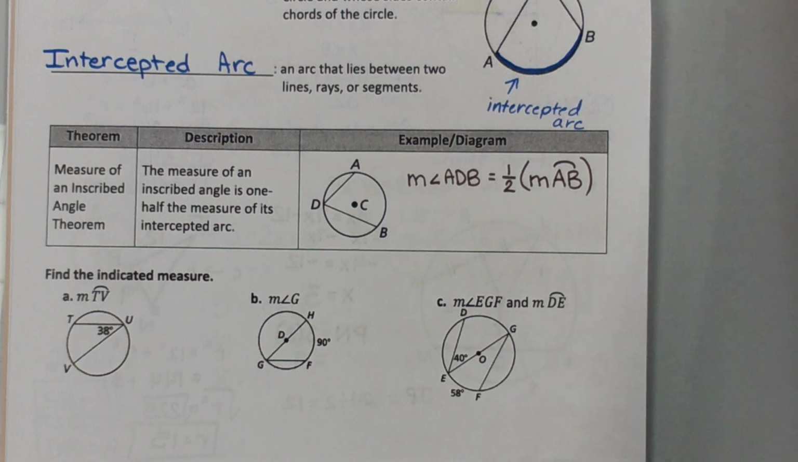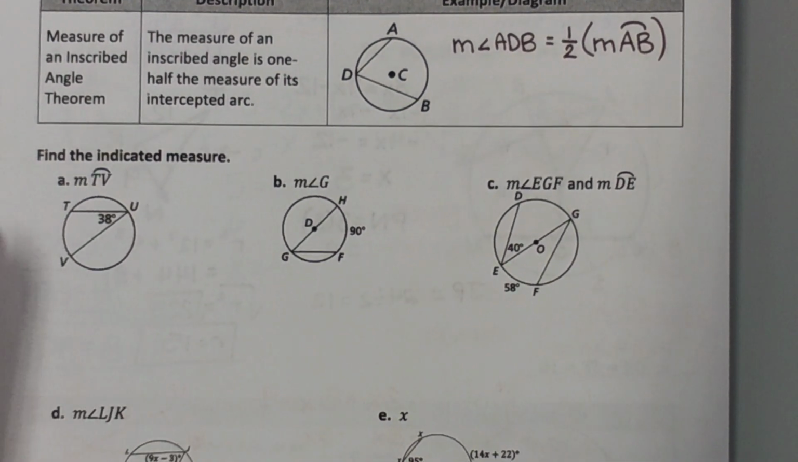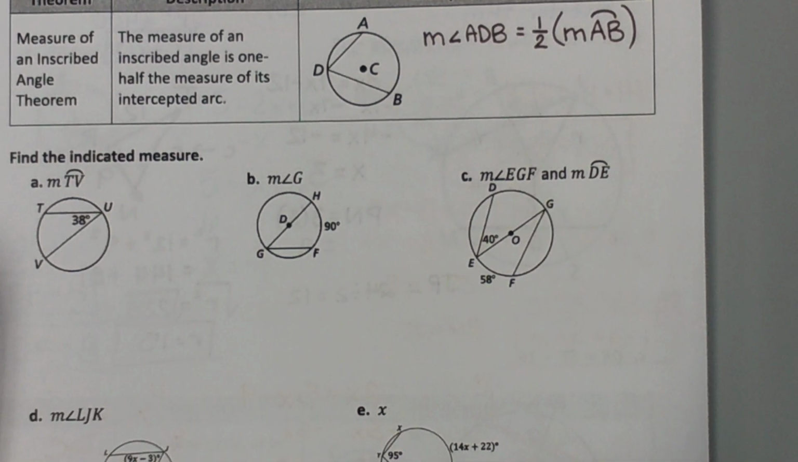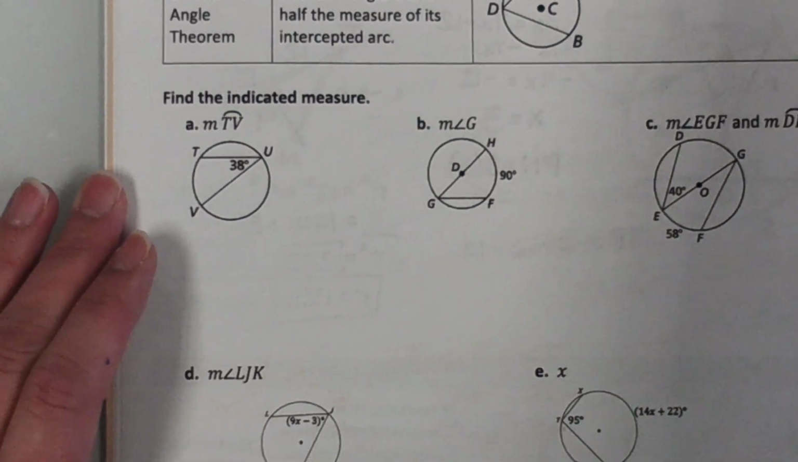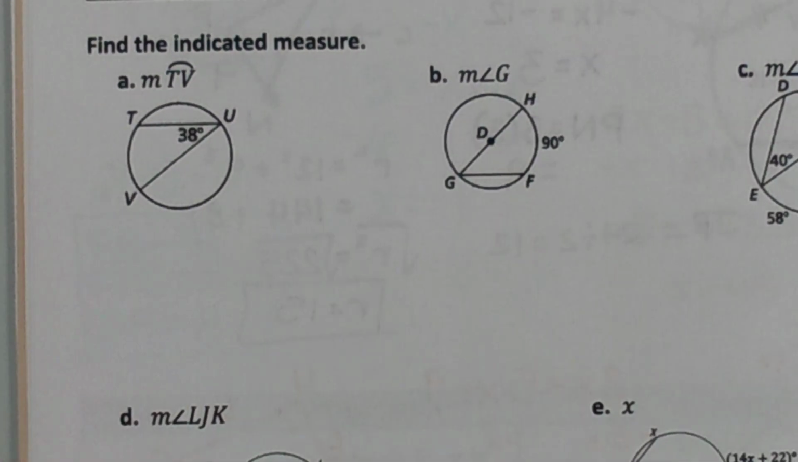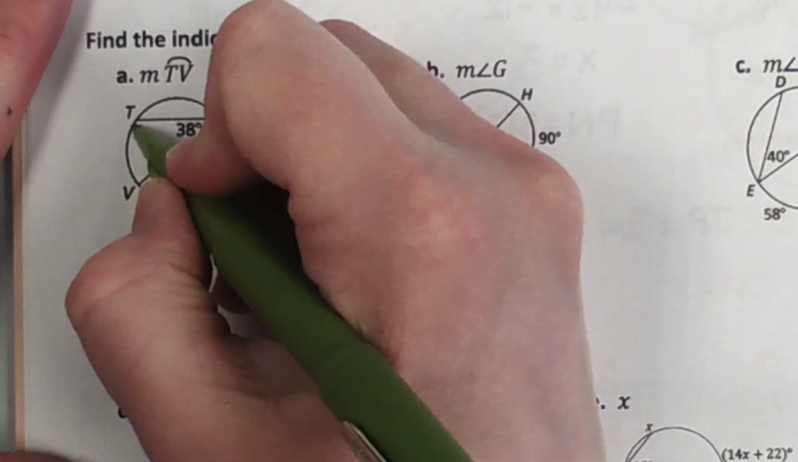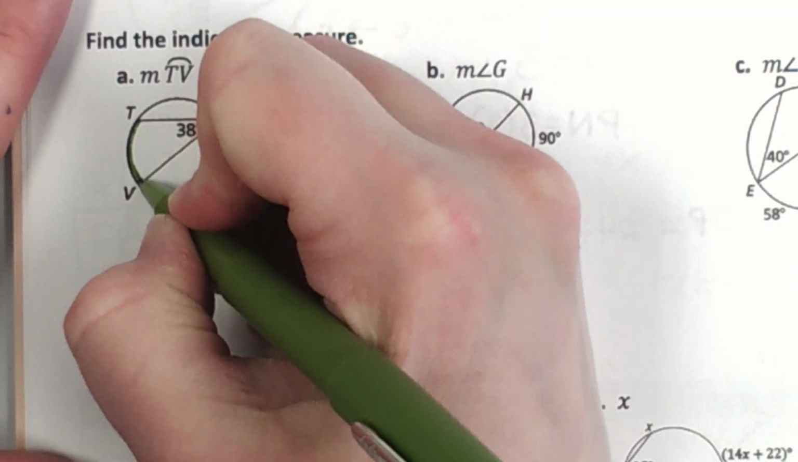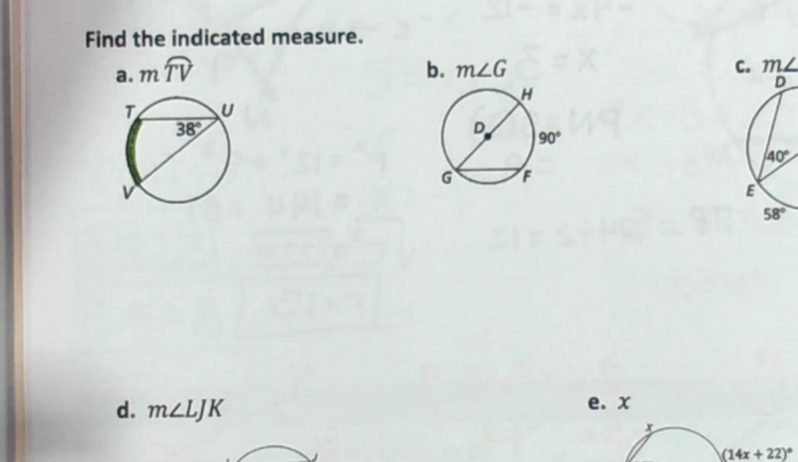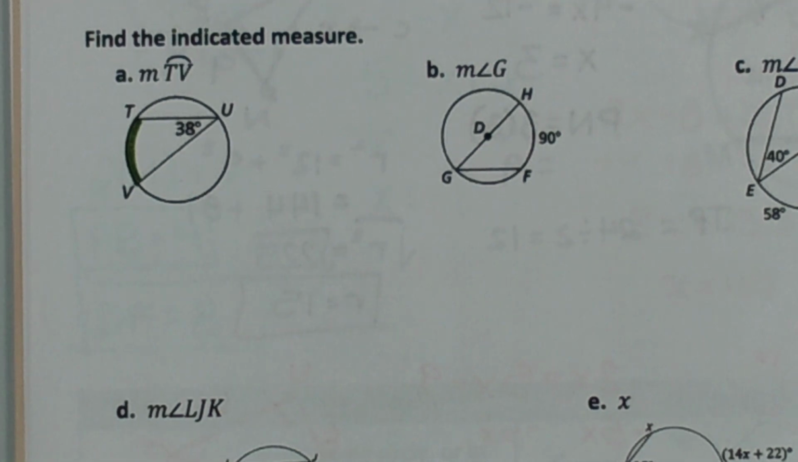So, you're going to be asked to find various measures, knowing this information. First one says find the indicated measure. Specifically, we're looking for the measure of TV. That arc. Yes, the arc, the measure of TV. That's exactly what we're looking for.